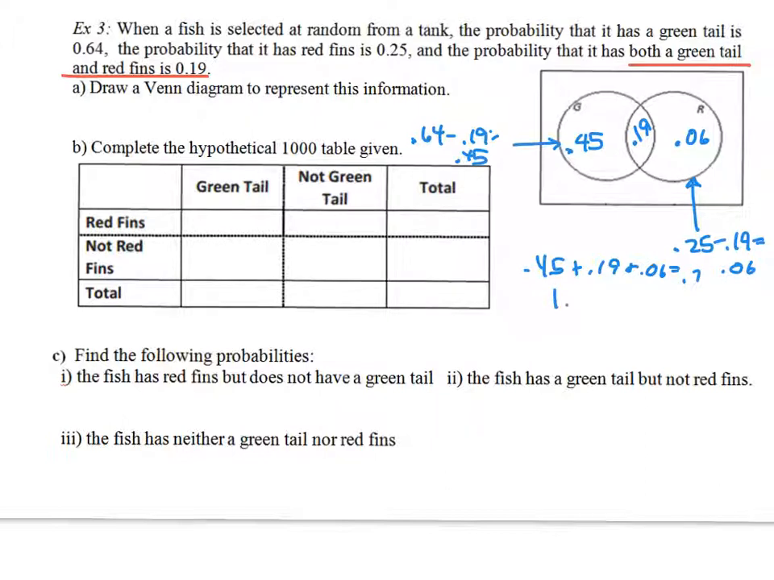So 1 minus 0.7 tells me that outside the two circles is going to be 0.3 or 0.30. And again, when I add together all four numbers, I should get a total of 100%. Now I can use this information to fill in my two-way table, and again I'm thinking of this as a hypothetical 1000 table. If I'm told something different, I'll use different numbers. This one we want to be the total of 1000 again.